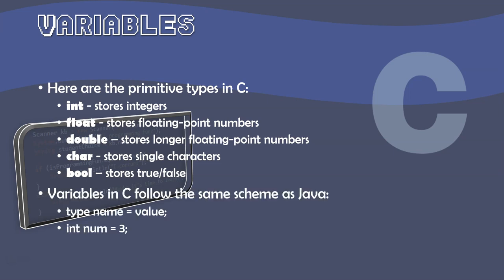Now, variables in C follow the same scheme as Java, so it's a type, name, equals, a value, with a semicolon. So, for example, I would say int num = 3. It's going to operate the exact same way as we would normally be used to.